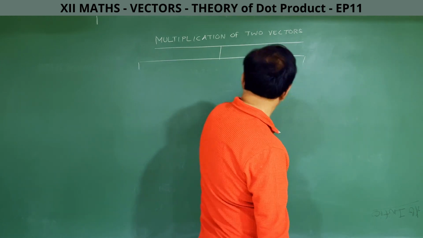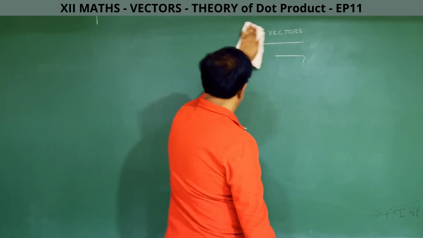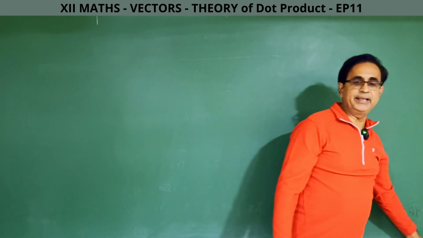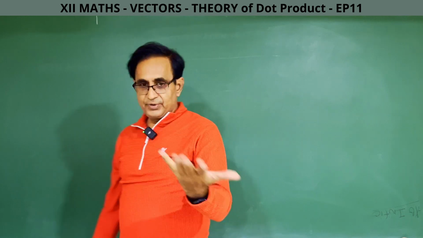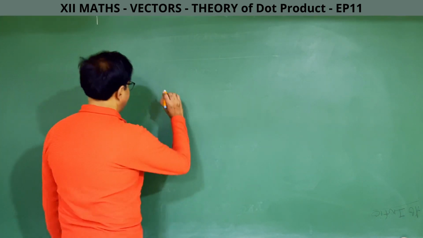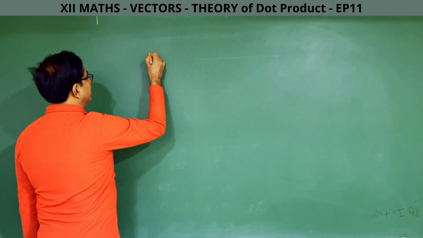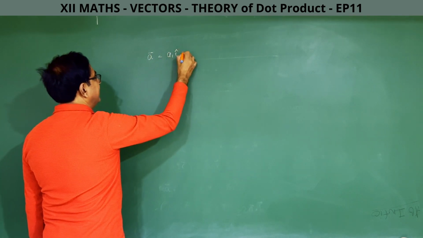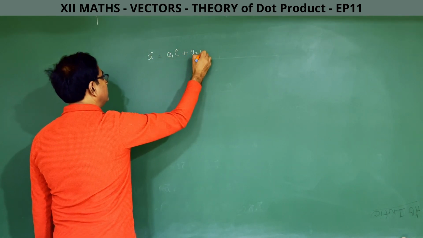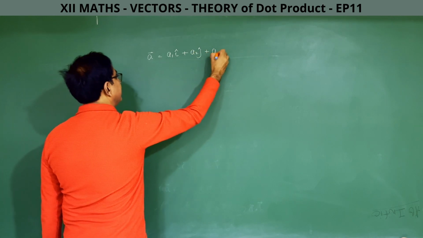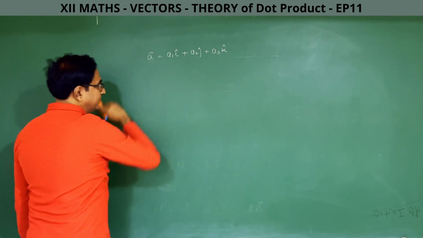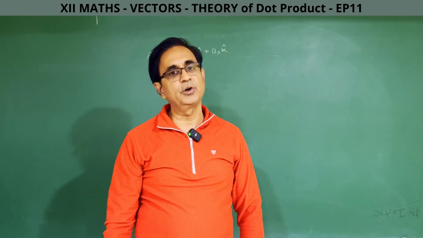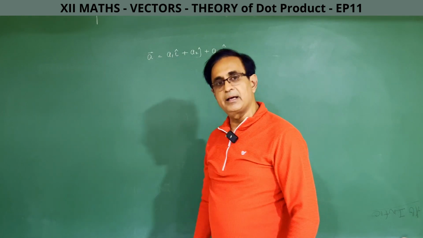So, I will just clean the entire blackboard now. So, vectors is pretty easy, and once you understand the theory, then it is easy for you. Now, let me express vector A as A1 i plus A2 j plus A3 k. So, this you already know that every vector can be expressed in terms of i, j and k. We have done it in the earlier classes.